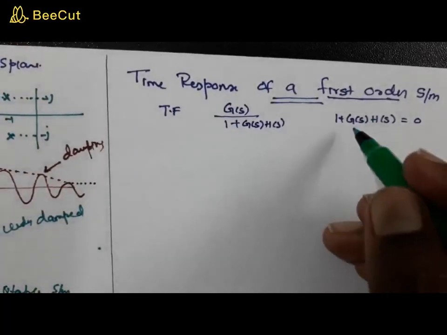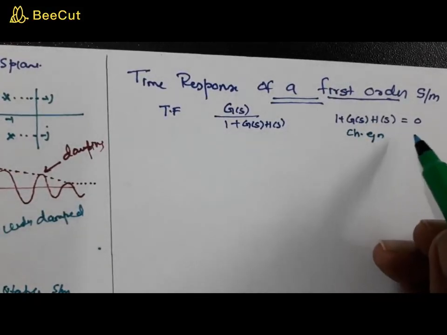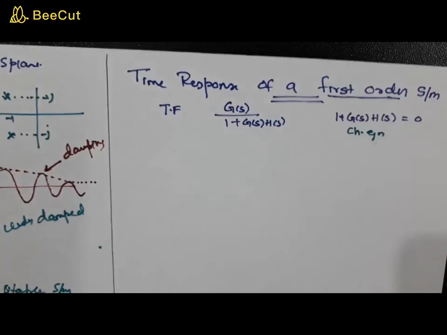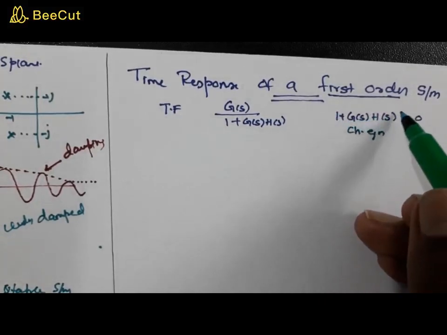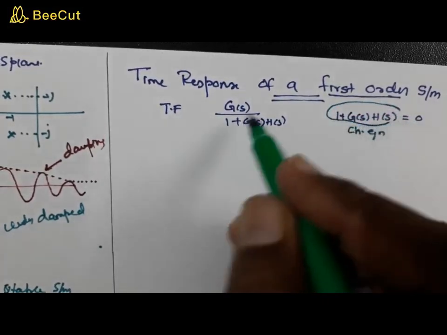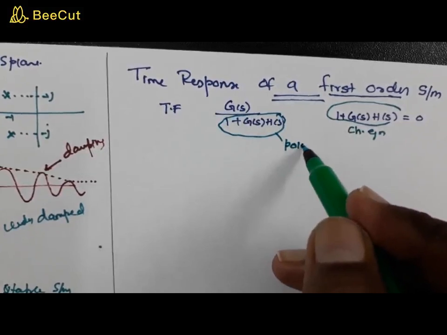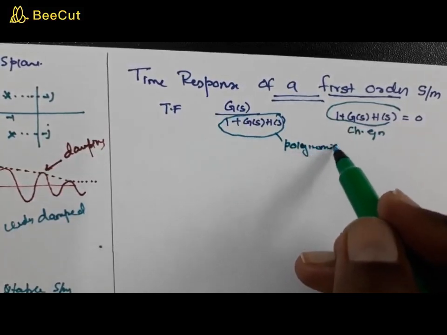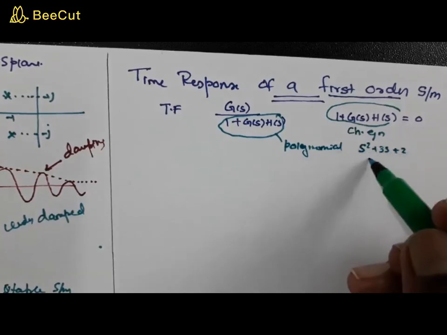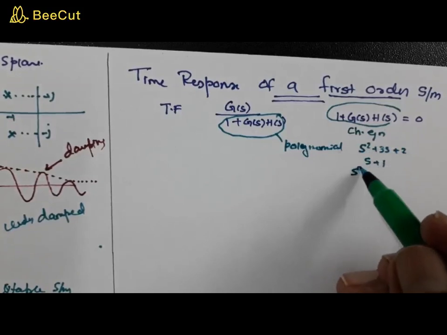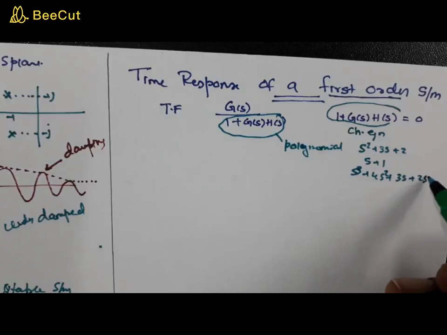So far we have learned that when you equate the characteristic equation to 0, you will get poles, all these things which we have dealt with. Now, as you know, this 1 plus G(s)H(s) is a polynomial, right? It can be of the form s squared plus 3s plus 2, or s plus 1, or s cubed plus 4s squared plus 3s plus 2.